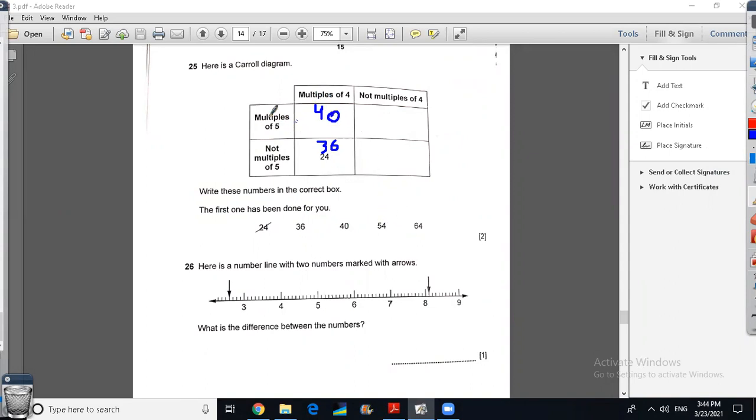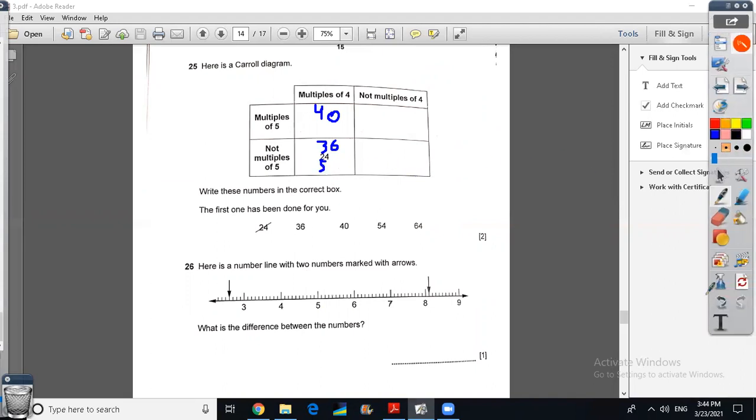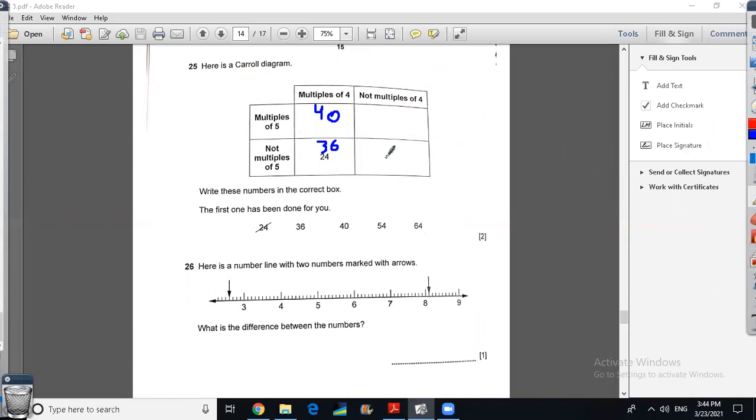What about the 54? Is it a multiple of 5? No, it's not. So it must be in this row. Is it a multiple of 4? You need to try this division. 54 divided by 4 does not give you a whole number. It is not a multiple of 4. So it must be here. 54 is here. I hope that the next one is not going to be written here.